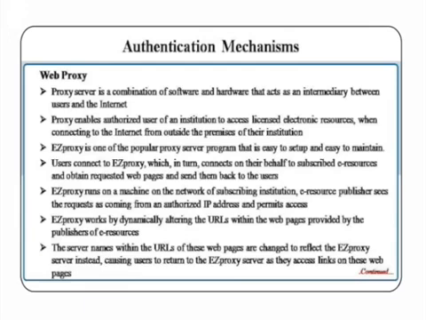The user connects to EZ-Proxy, which in turn connects on their behalf to the subscribed e-resources, obtains the requested web pages and sends them back to the users. EZ-Proxy runs on a machine on the network of the subscribing institution. The e-resource publisher sees the request as coming from an authorized IP address and permits access. EZ-Proxy works by dynamically altering the URL within the web pages provided by the publisher of e-resources.